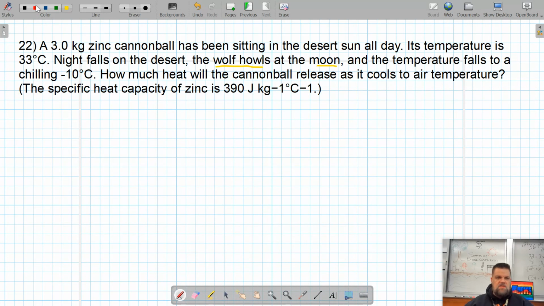And then it gives us the heat capacity, which is this right here.